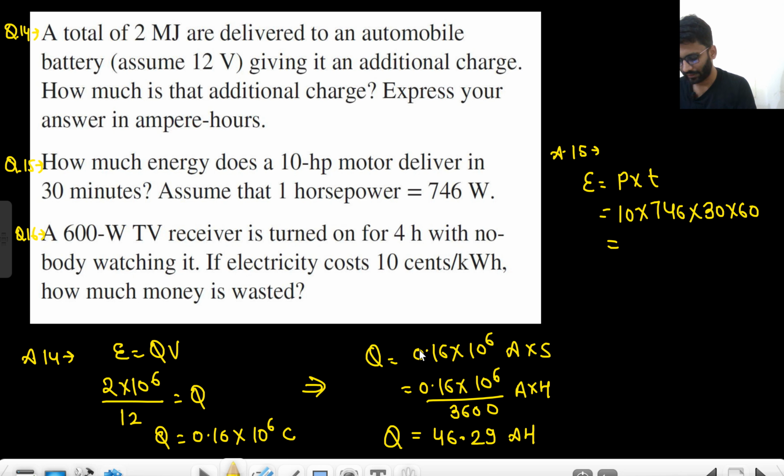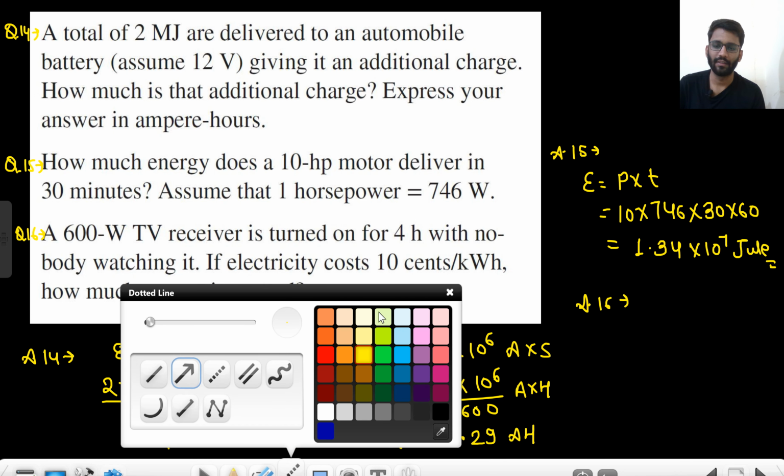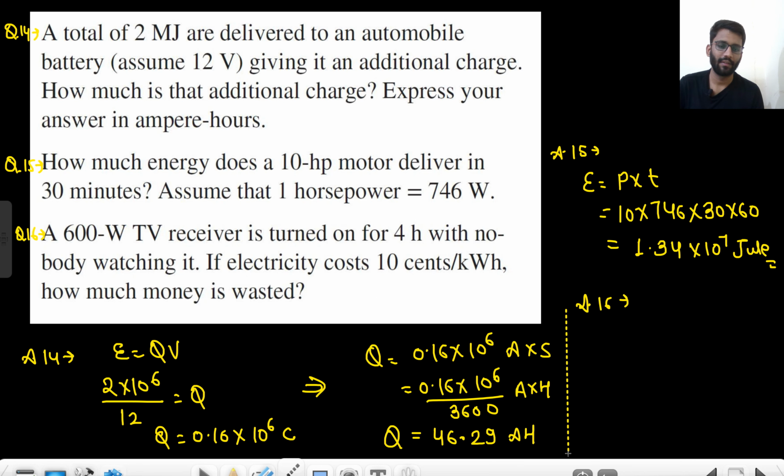So 30 into 60 into 10 into 746, that is coming out to be 1.34 into 10 to the power 7 joule. Okay, so this much energy is delivered. Okay, now let's solve question 16. Let's see the answer of 16.